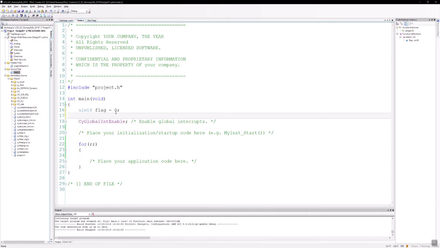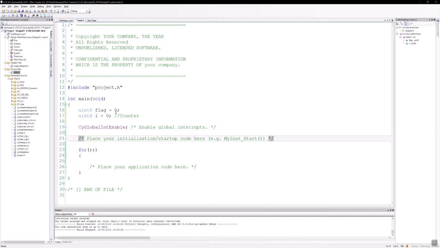And then what I'm going to do here is also create an 8-bit unsigned int, I, and I'm going to initialize that to 0. And this is just going to be my counter.